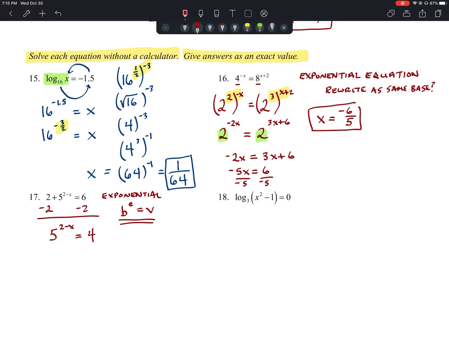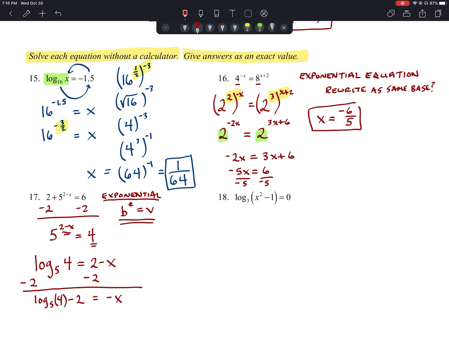So what we're going to do here is take this, when it's an exponential, we want to turn it into a log. So let's use our definition of a logarithm. We're going to say we have log base 5 of our value 4 is going to equal our exponent, which would be 2 minus x. And all we're going to do now is subtract our 2 from each side. We have log base 5 of 4 minus 2 is equal to negative x.